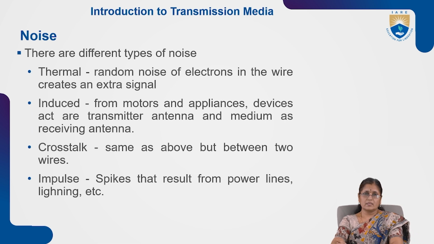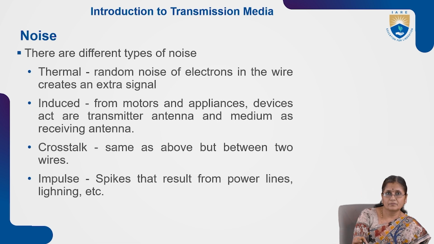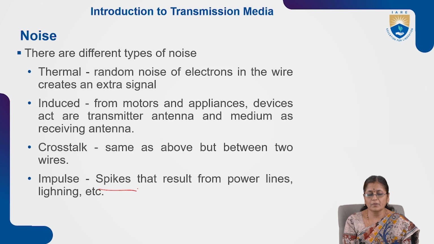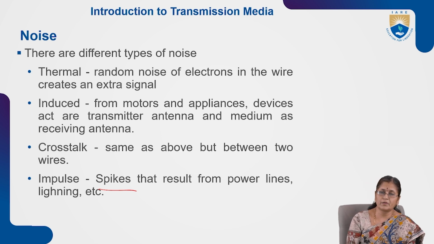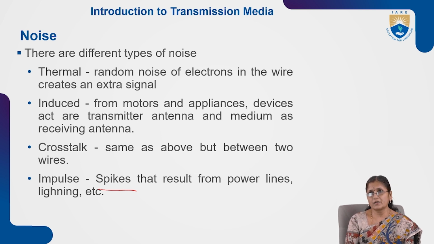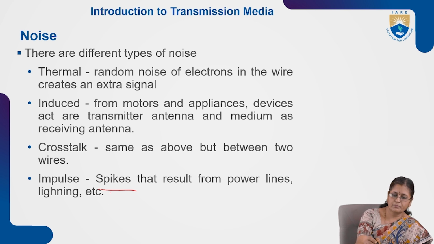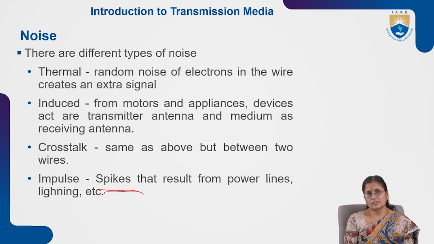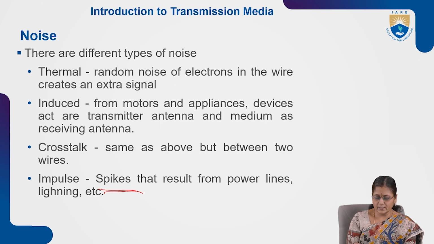Then impulse noise. Impulse noise means you will get spikes that result from power lines, lightning and so on. When we are transmitting through transmission media over longer distances, we come across several types of noises. Because of that, spikes are created. Spikes, we call it the impulse noise.